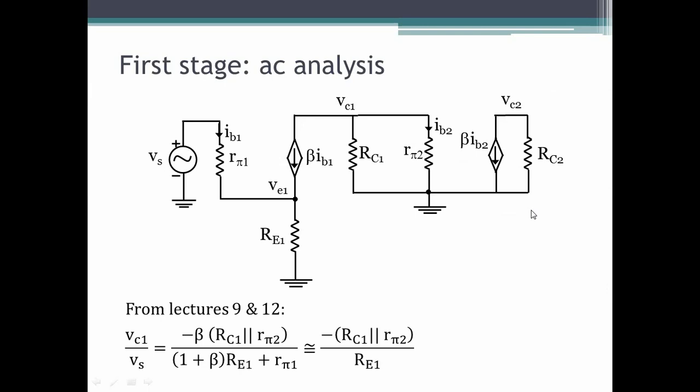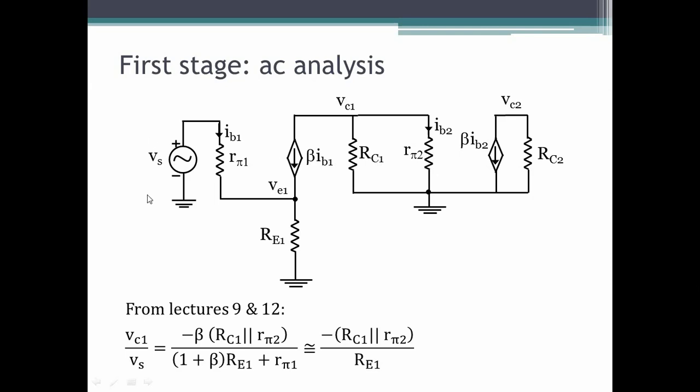Now we have to find the gain of the first stage, because we have changed the circuit. Again from lectures, this is the small signal circuit. Now we have the collector of the first stage connected to the base of the second stage, and the rest of the second stage. So now RC1 and R2 are in parallel. Earlier it was RE1 and R2. Now we have RC1 and R2.